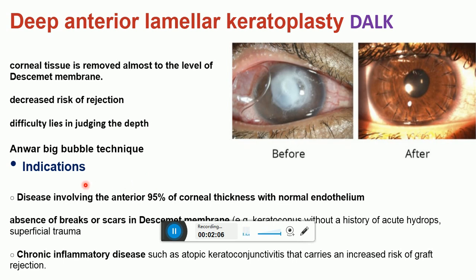The indications are disease involving the anterior 95% of the corneal thickness with normal endothelium and the absence of breaks or scars in Descemet's membrane, for example in keratoconus, without a history of acute hydrops or superficial trauma. Chronic inflammatory disease such as atopic keratoconjunctivitis that carries an increased risk of graft rejection.